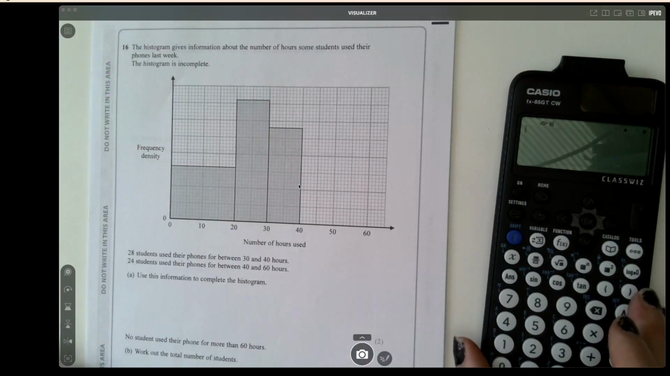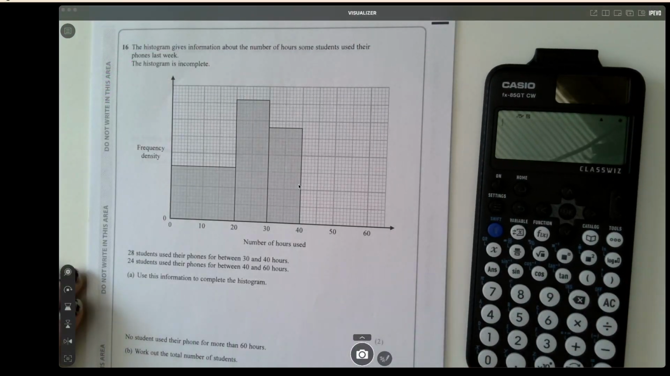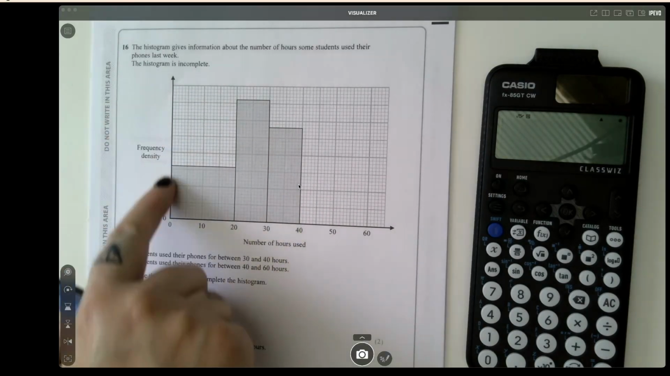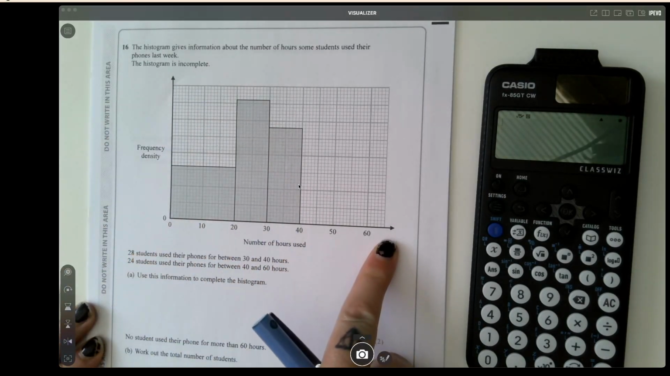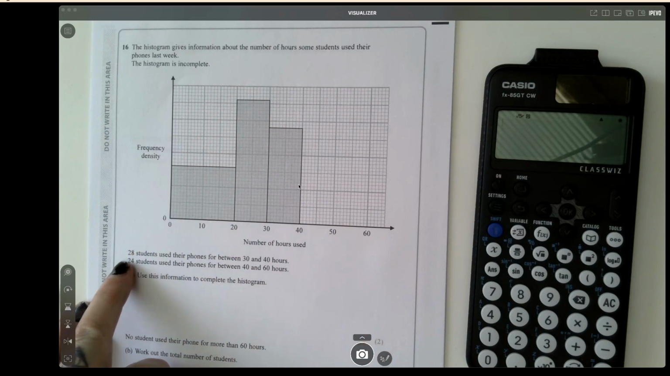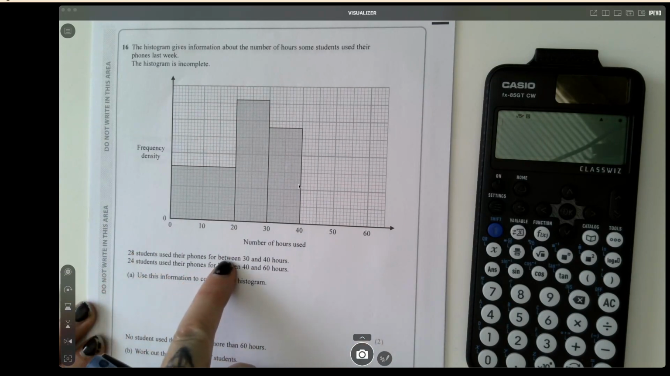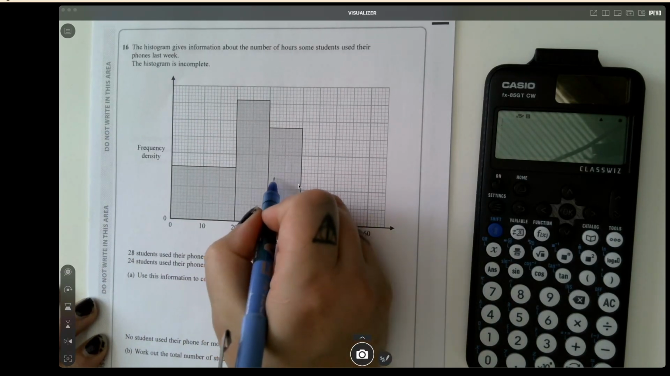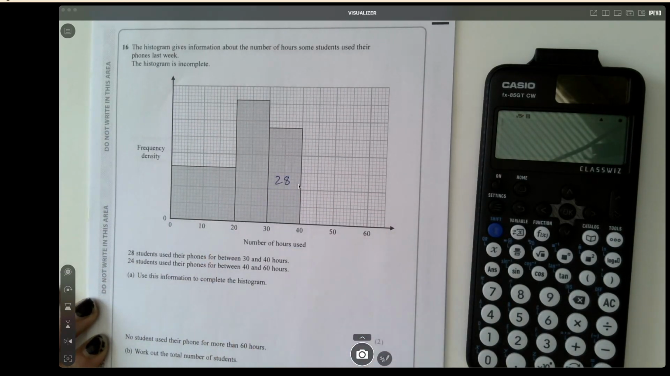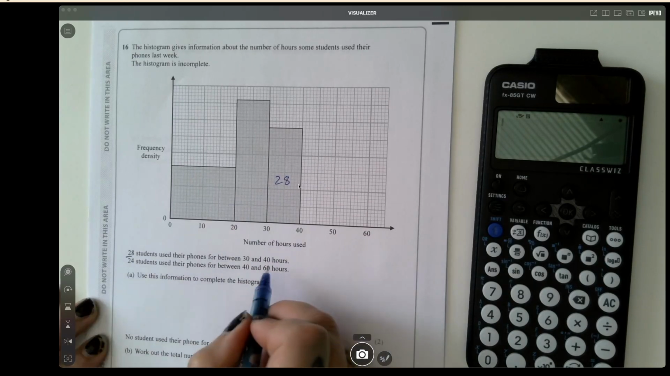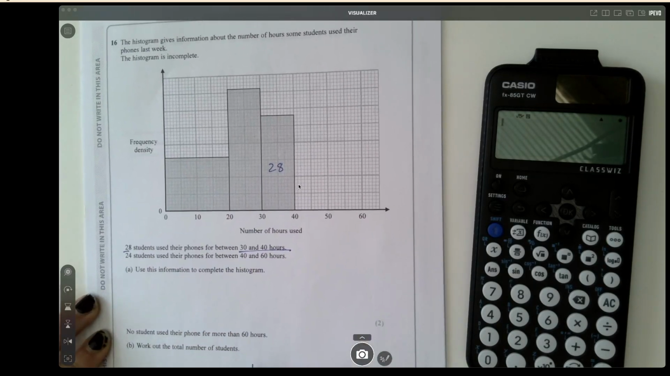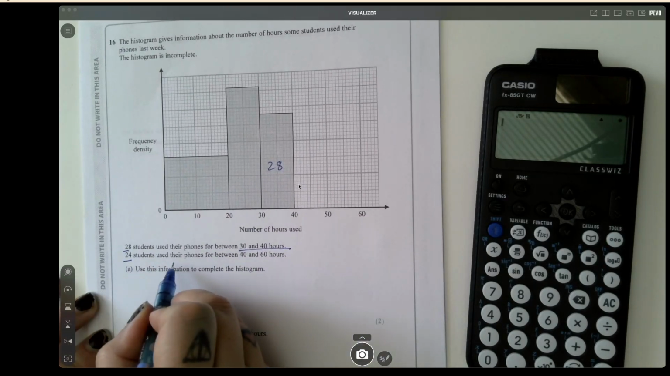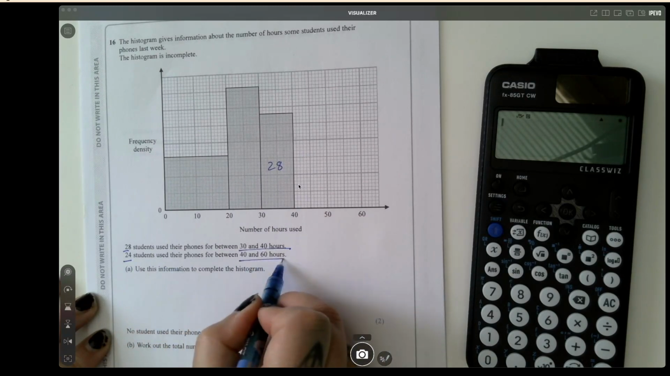Question 16. The histogram gives information about the number of hours some students used their phone last week. The histogram is incomplete. So we have frequency density, number of hours the phone was used for. It tells us 28 students used their phones for between 30 and 40 hours. So for between 30 and 40 hours, this bar represents 28 students. Then it tells us that 24 students used their phones between 40 and 60.